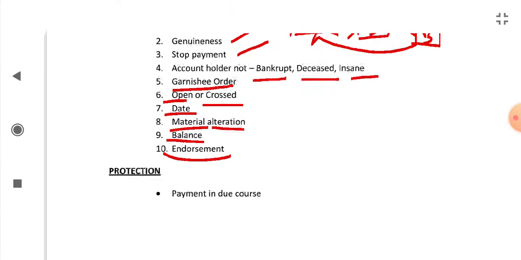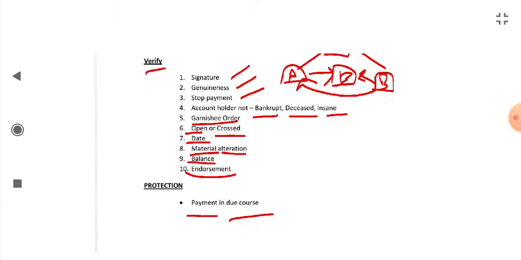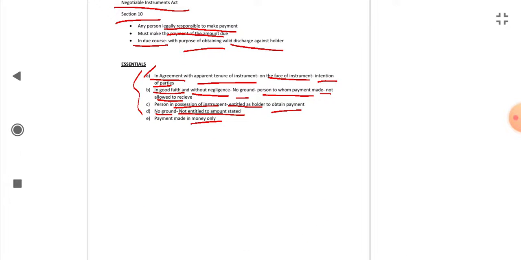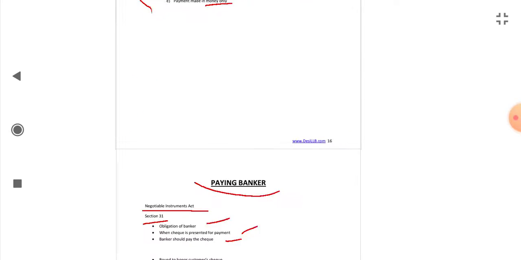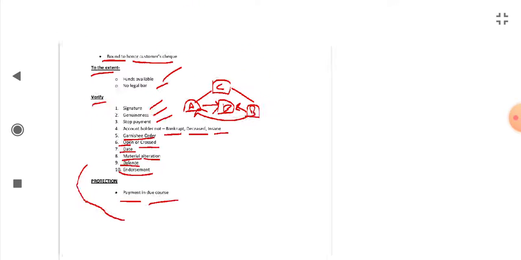If he is verifying all these things and doing the payment in due course, which we have read before, like in agreement with the apparent tenure of the instrument, in good faith without negligence, the person being entitled to get the payment, and the payment made in money only, then the paying banker will be protected against any legal action.